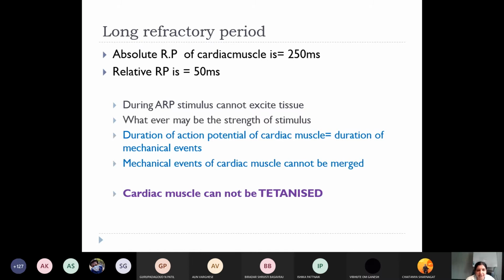You should be so much determined, like the absolute refractory period, right? Whatever may be the distractions, you should not get distracted by them. You should concentrate on your studies.